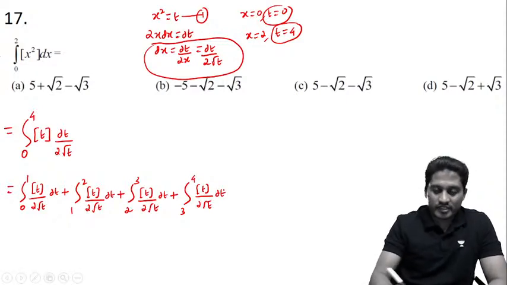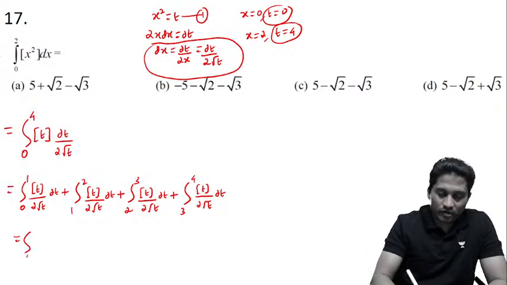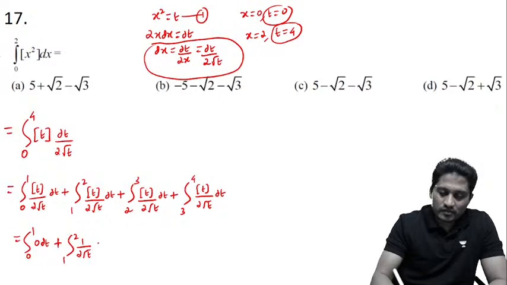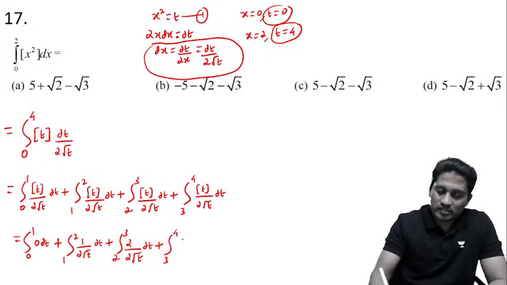Okay, now between 0 and 1, box t is 0. Okay, between 1 and 2, box t is 1. Now between 2 and 3, box t is 2. And between 3 and 4, box t is 3, divided by 2 root t and dt.